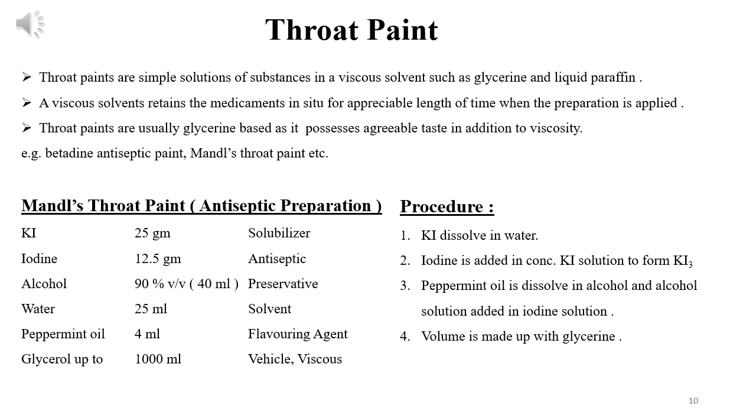Now peppermint oil is dissolved in alcohol, and the alcohol solution is added to the iodine solution, meaning this alcohol solution is added into the KI3 solution; the third point is added into the second point. Now the volume is made up with glycerin up to 1000 ml.